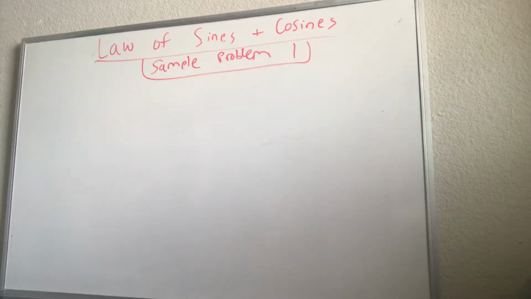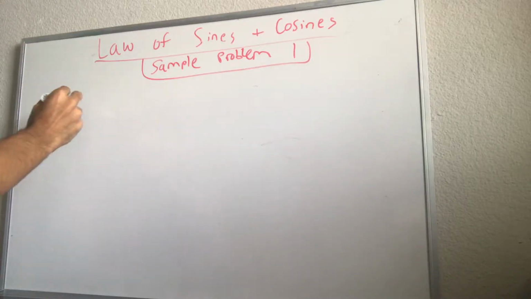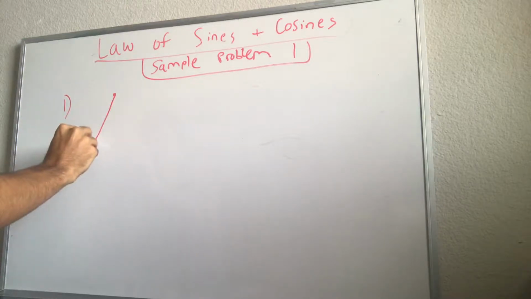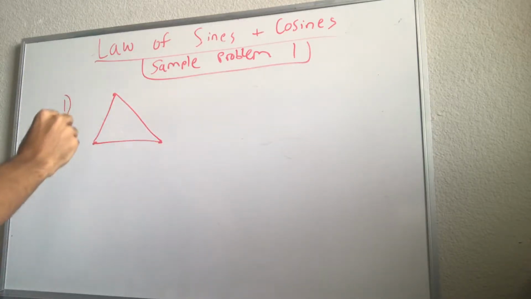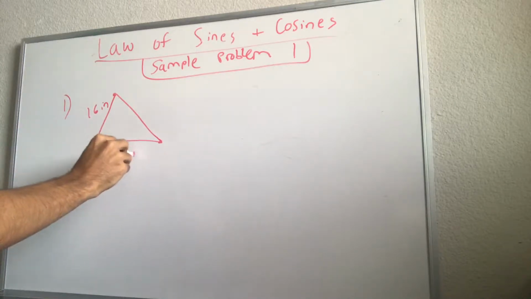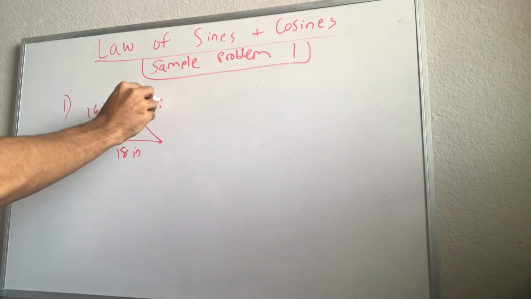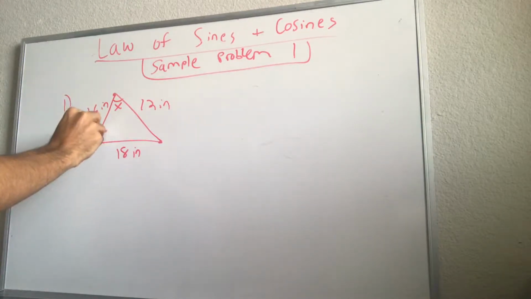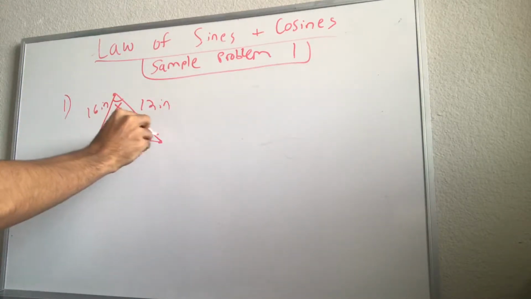So this is a law of sines and cosines sample problem 1. Here I have a diagram. Again, this is the first question here. This is a triangle that's given to us, and we know that this is 16 inches. We know this length is 18 inches, and we know that this is 12 inches. And we know that this angle is x, this angle is y, and this angle is z. So this is what we're given.